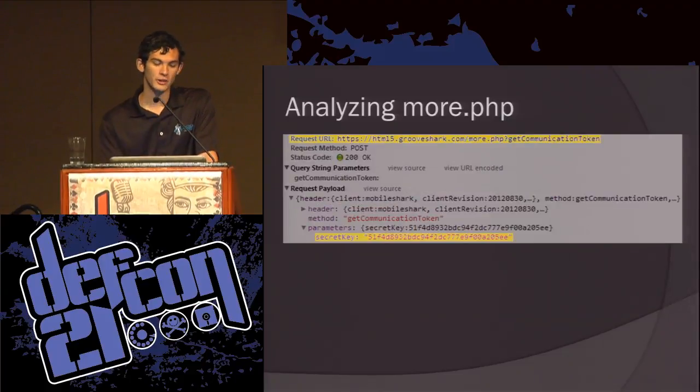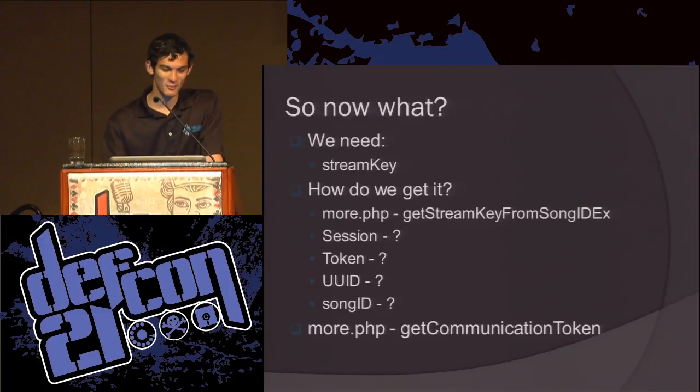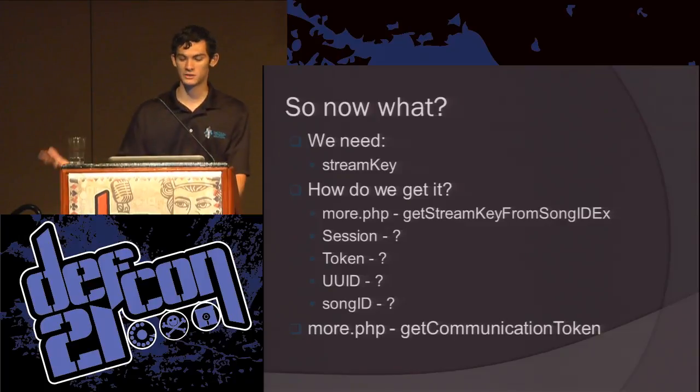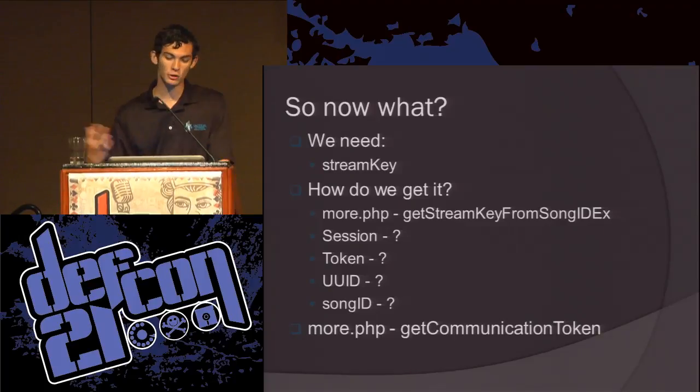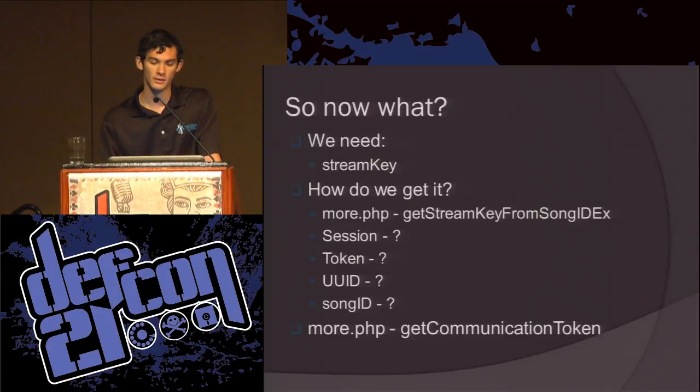And while I was looking at more.php, I found this getCommunicationToken method, which uses a secret key. And I like secrets, so I'm going to keep this in mind. So what do we need? Well, from the very beginning, we know that as soon as we get the stream key, we can get the song. And to get the stream key, we need to call more.php with this getStreamKeyFromSongIDEX method. And we need to pass it these 4 parameters, and more.php has a secret key, so I'm interested.